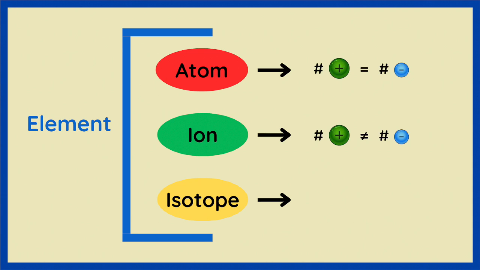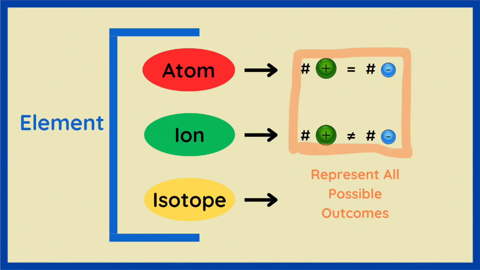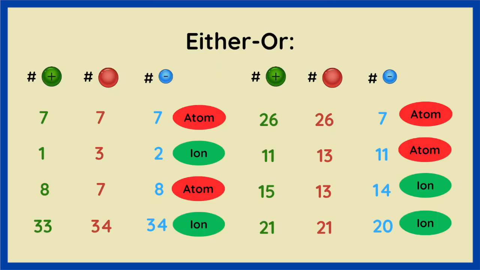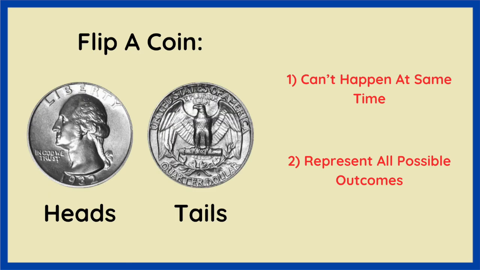Looking at both of the atom and ion definitions side by side, you may have noticed something very interesting, and that's that atoms and ions already account for all element possibilities. In other words, no matter what combination of protons, neutrons, and electrons we have, it must either be an atom or an ion. This is just like flipping a coin, as it's either going to be heads or tails, never both at the same time, and there's no other outcome where it's neither heads nor tails. Analogously, an element is either an atom or an ion. There will never be an element that won't be either of those two categories.